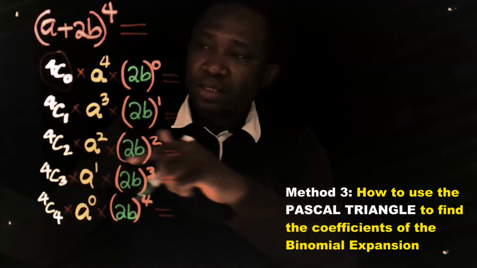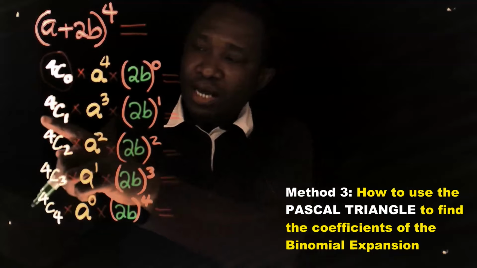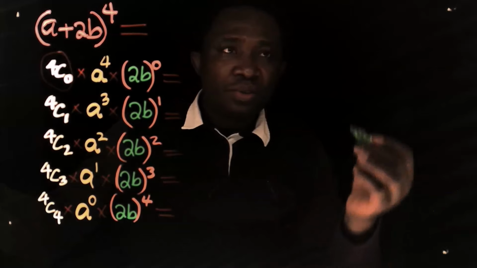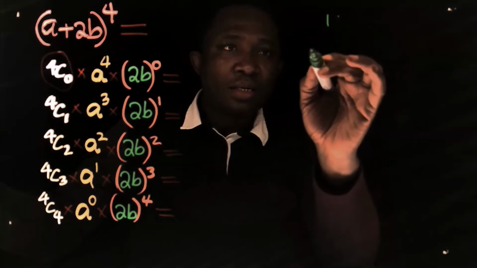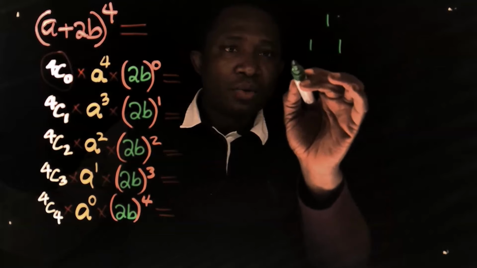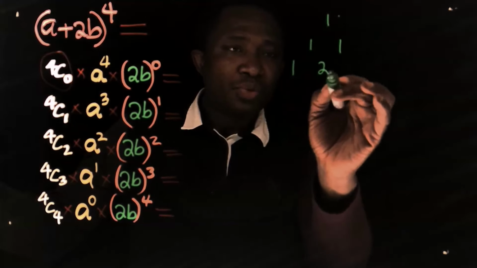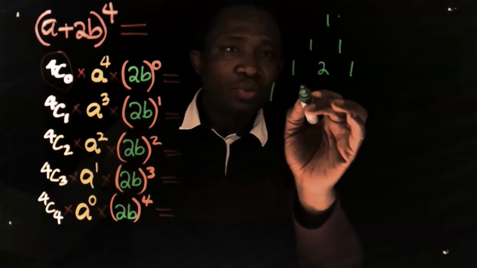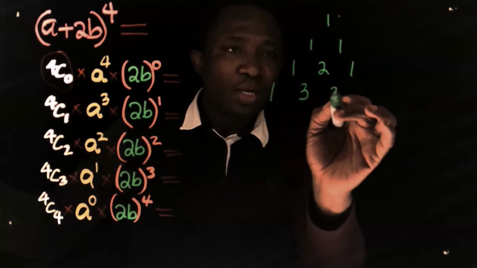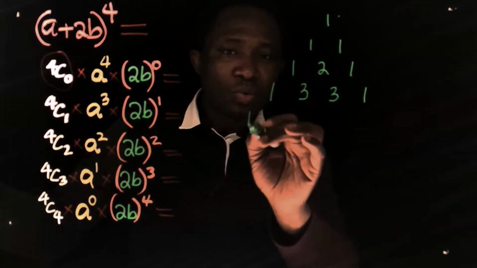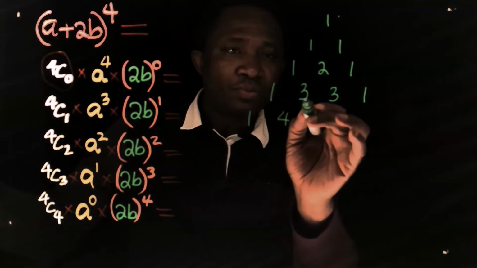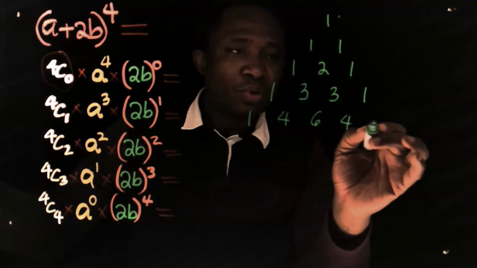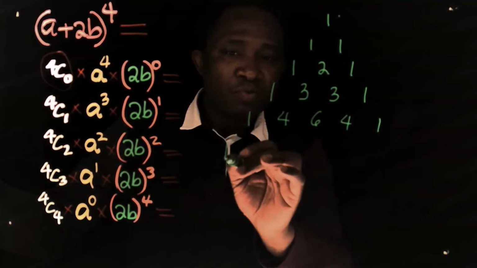Another way to find 4 combination 0 and each of these combinations is by using Pascal's triangle, where we're going to have 1, 1, 1, 1 plus 1 is 2. We end with 1. We start with 1. 1 plus 2 is 3. 2 plus 1 is 3. We end with 1. 1. 1 plus 3 is 4. 3 plus 3 is 6. 3 plus 1 is 4. We end with 1. And we can have 1.